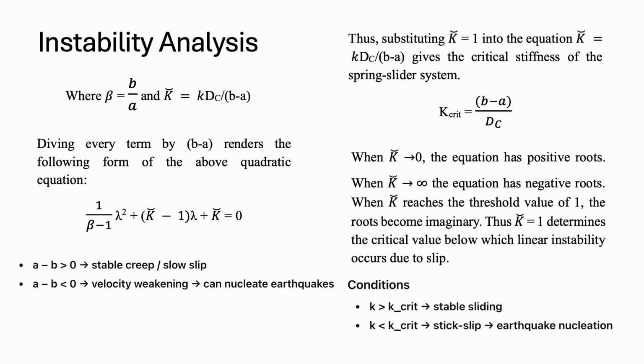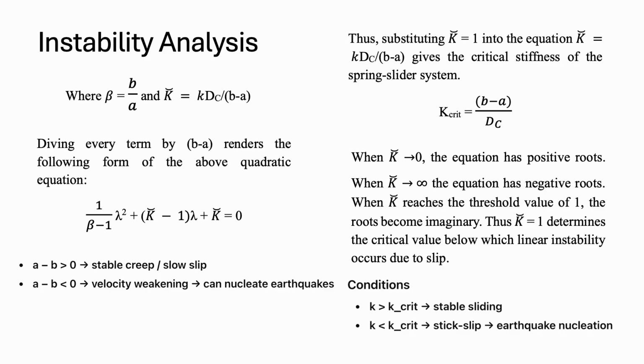So when k star approaches 0, the equation has positive roots. When k star approaches infinity, the equation has negative roots. When k star reaches a threshold value of 1, the roots become imaginary. Thus we chose that k star equals 1, which determines the critical stiffness of the system. If our system goes below the critical stiffness as given by k critical over here, it goes to infinite velocity and goes to failure, which means an earthquake nucleates. But if our stiffness is above the critical stiffness, that means it's a stable sliding process, but nevertheless it is still sliding.